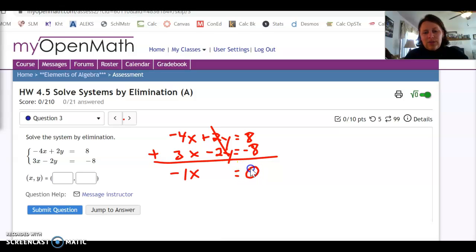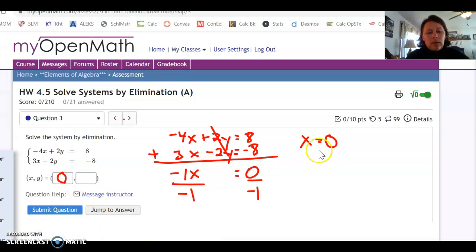Now don't be scared when you get a 0 here. It is okay to get 0. We can treat 0 like a number. So then we're going to divide both sides by negative 1. And you can even do this on your calculator if you're nervous about using that 0. 0 divided by negative 1 is just 0. So that is part of our answer. So x equals 0. So put that 0 in for the x answer.